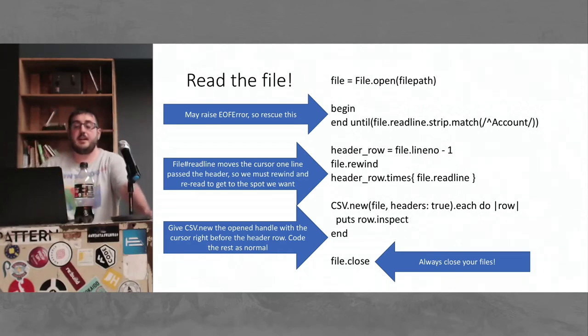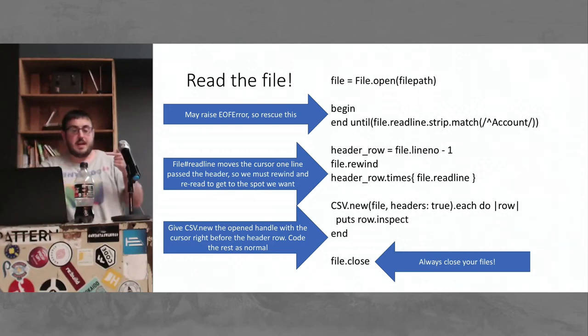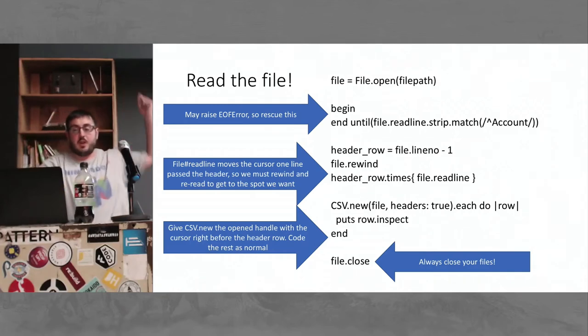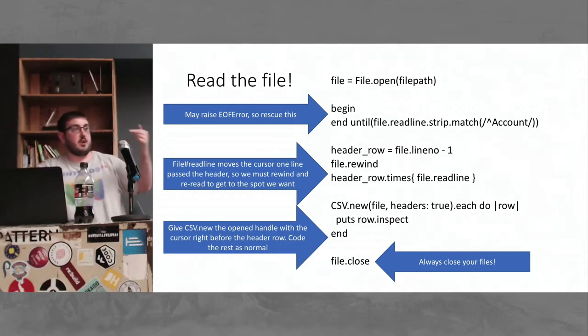The file handle has a nice method called lineno. And if we subtract one from that, we know we effectively now have the header row. Store that in a variable. We need to rewind the file that we still have a handle on back up to row 0, and then reread it effectively up until one line before the header row. So now the cursor, the next thing that is read in memory, will be the actual header row.